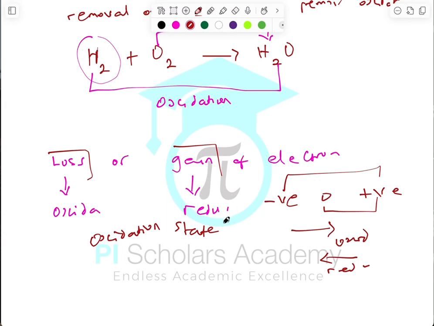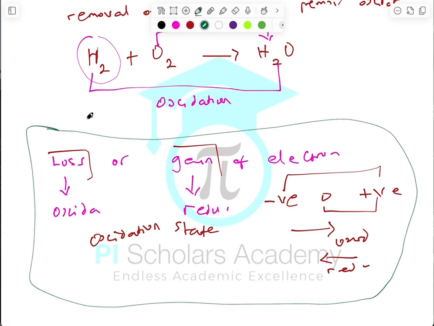So let's continue. Oxidation, I've said, is the loss of electrons, and reduction is the gain of electrons. But also in terms of oxidation state, an increase in oxidation state is oxidation, and a decrease in oxidation state is reduction. And what is this oxidation state? I'm still going to explain everything that we have here, so just make sure that you are following. Everything that is here, I'm going to explain. I'm just building something up.